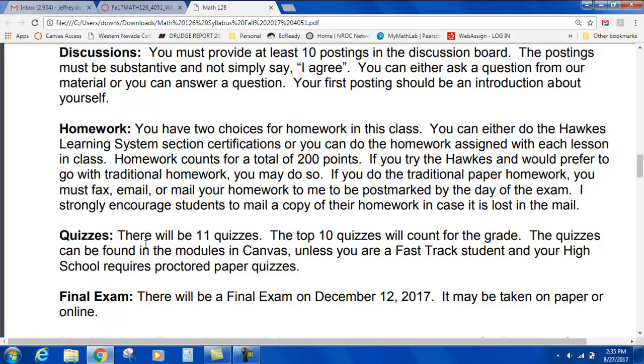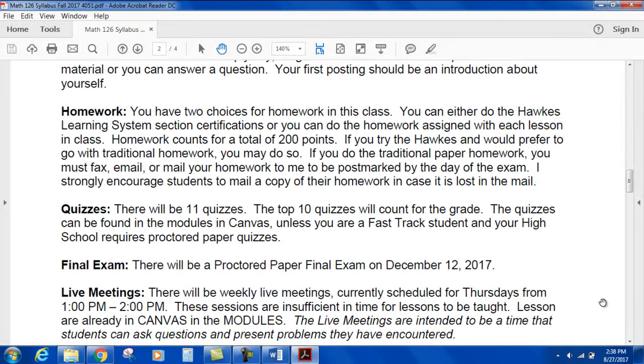Quizzes: there'll be 11 quizzes. The top 10 quizzes will count for the grade. Quizzes can be found in the modules in Canvas unless you are a fast track student. I don't think we have any in this section, but just in case, I left that in there. Final exam: there'll be a proctored paper final exam on December 12th, 2017.